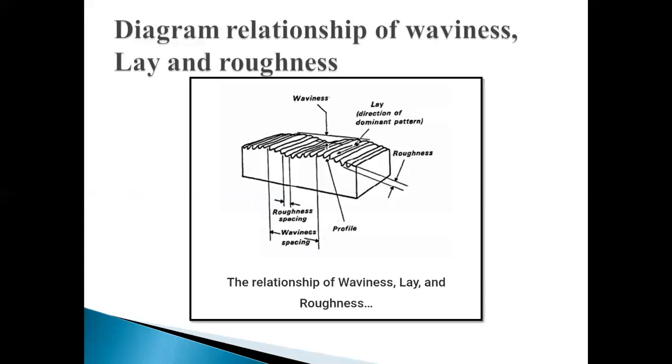This is the diagram of the relationship between waviness, lay, and roughness. In that diagram, we clearly see what is meant by lay, roughness, and waviness. Step by step, we will understand them in detail.